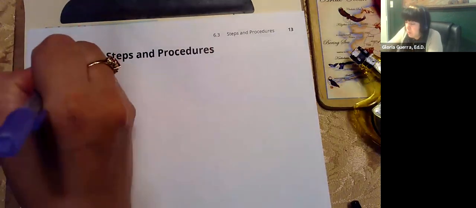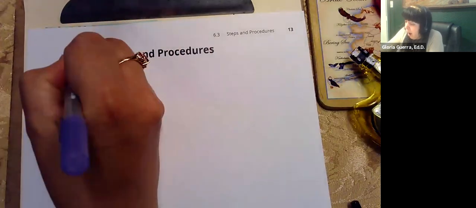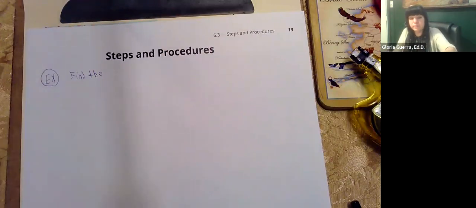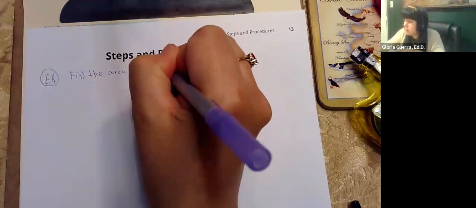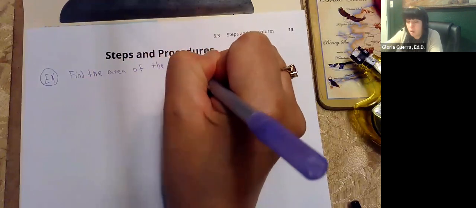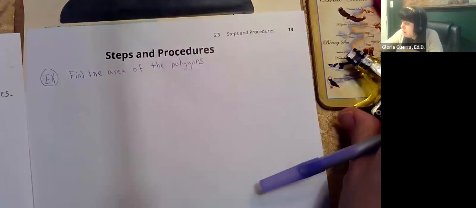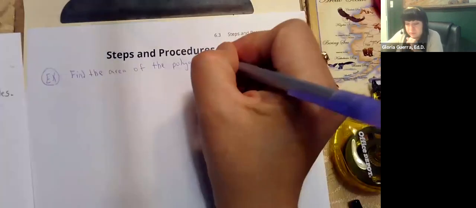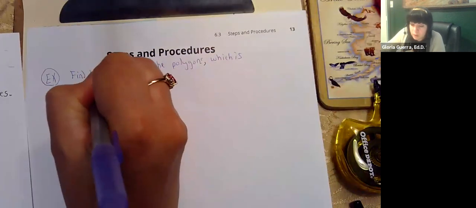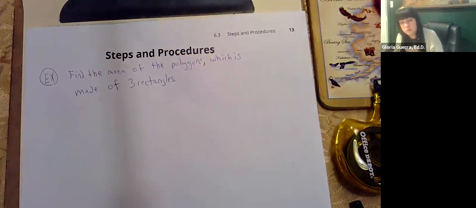Okay, so let's call this example. And let's write this at the top: finding the area of polygons, which is made of 3 rectangles. Okay, so let's draw this together.